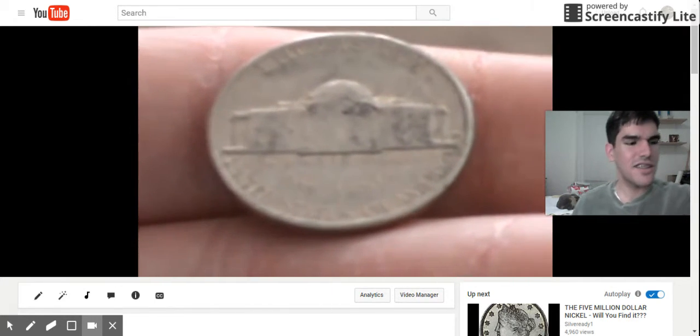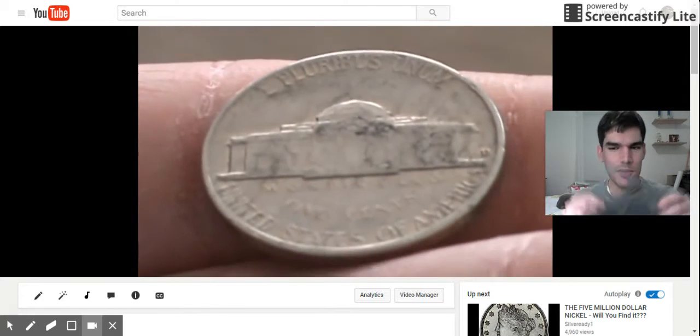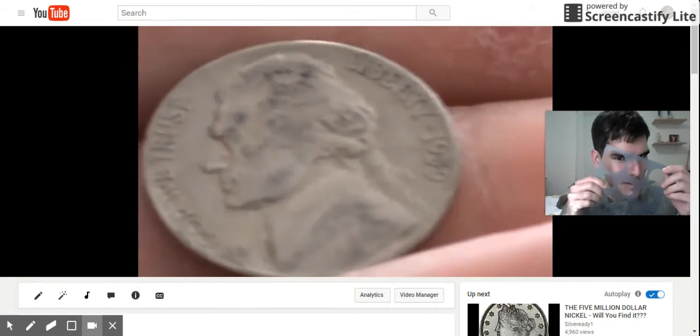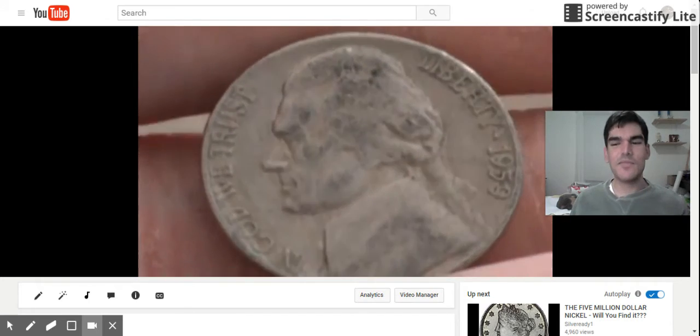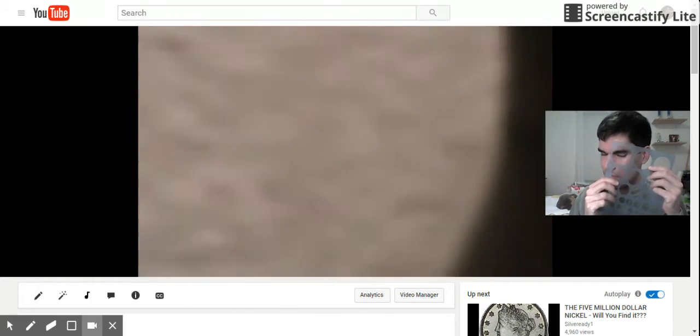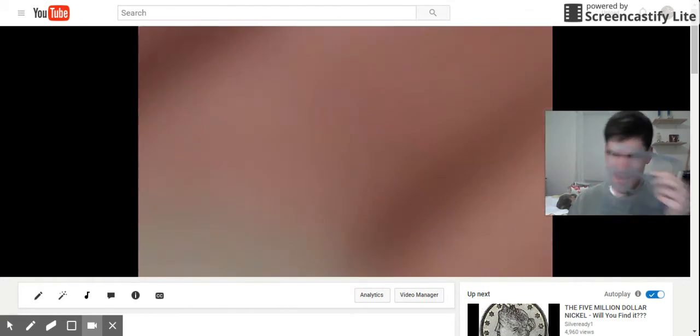1959. Yeah, right there. Let me get a closer look. Denver mint mark. Let me get a closer look at that coin. 1959. This one, I'm not quite sure if I'm going to keep this one, though. Kind of worn out.